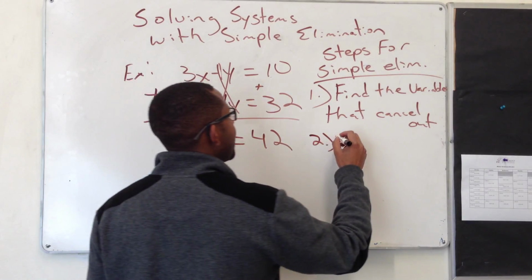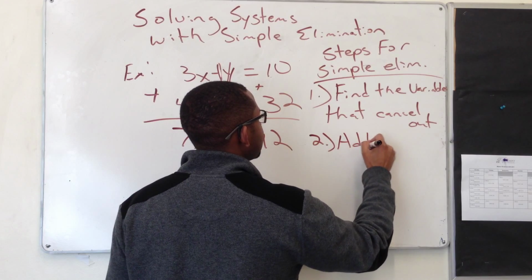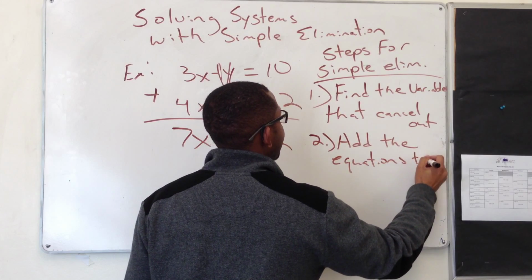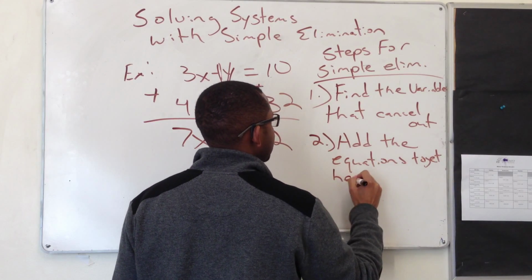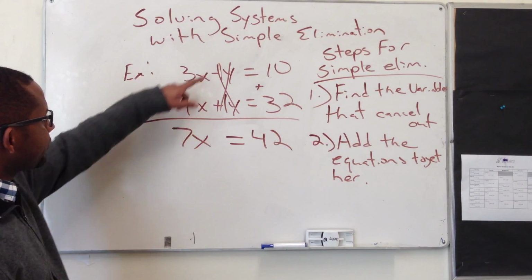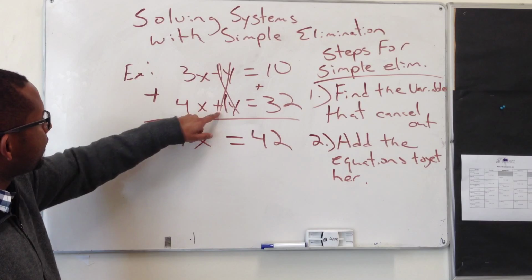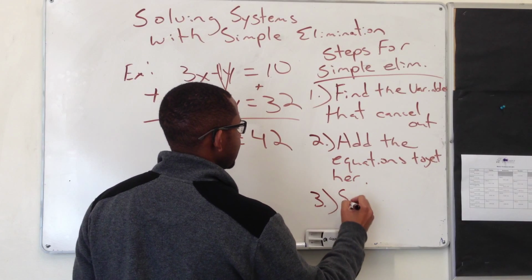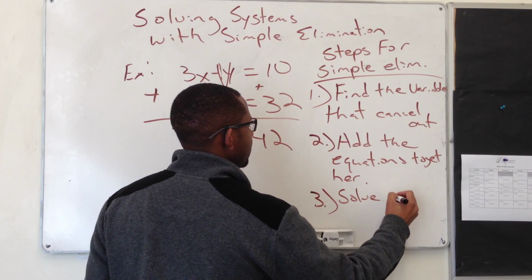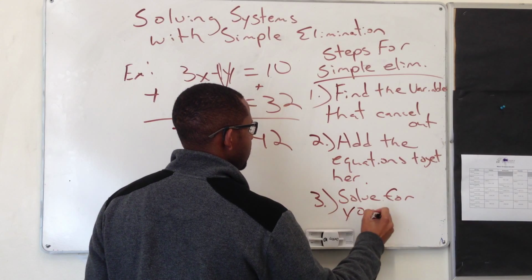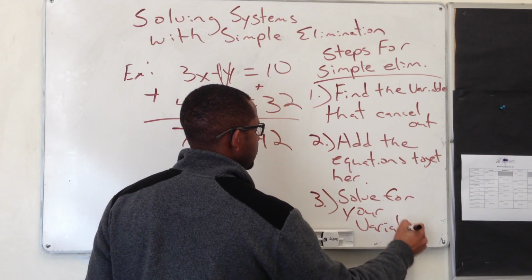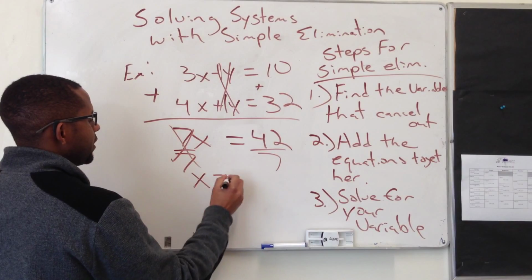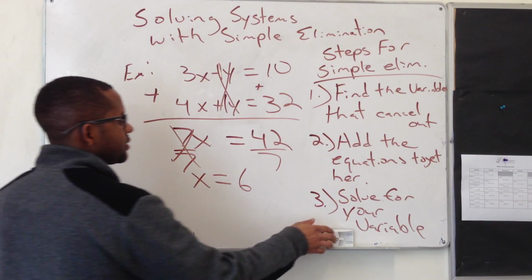Second is add the equations together. Right? So I added 3 and 4. I added negative y and y, which canceled out, and I added 10 and 32. And then finally, third thing says solve for your variable. Right? So I'm going to go ahead and solve, in this case, for x. X equals 6.